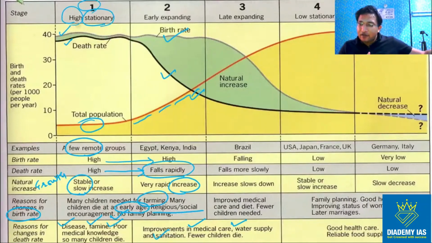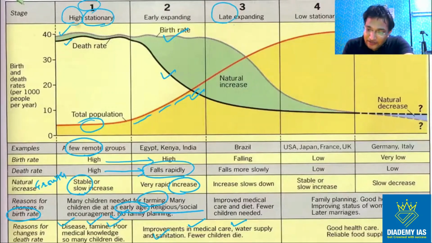So this number of children changes from generation to generation. So it takes a long time to decrease the birth rate, and death rate can be controlled suddenly by improving the medical facilities. So birth rate does not decline, but death rate declines, right? After this, we have the next stage which is called late expanding.